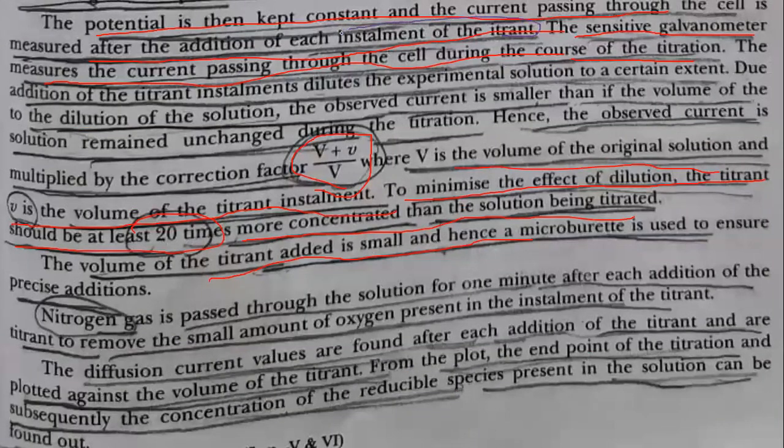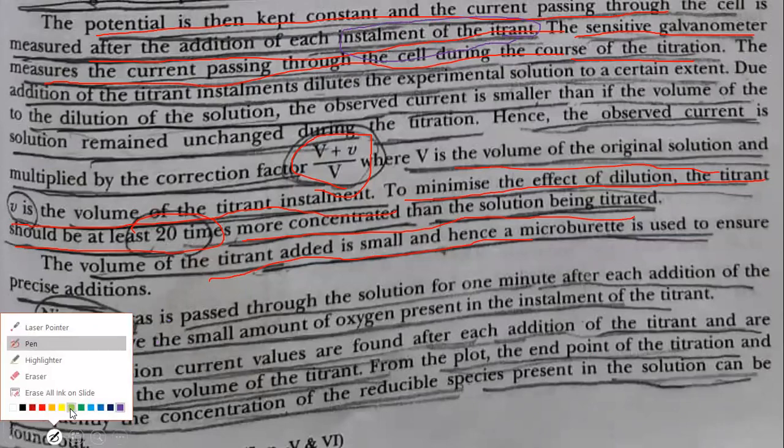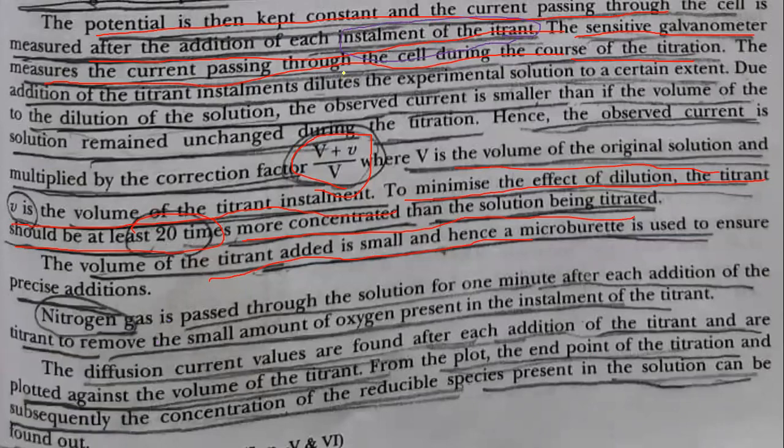Whenever you add the titrant, what are you going to measure after that? You measure the current. The sensitive galvanometer measures the current passing through the cell during the course of titration.